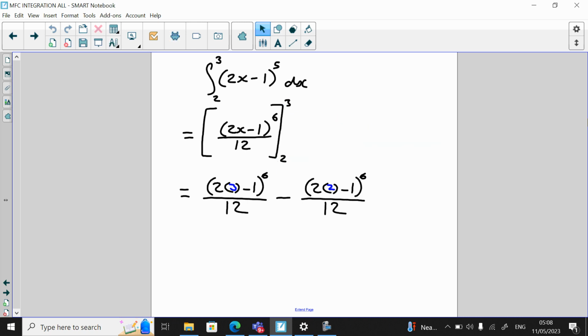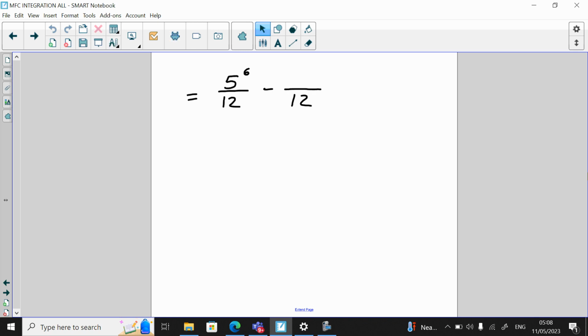That's fine. I'm looking at the brackets on the top here. Both of these, I think I can do: 2 times 3 is 6, take away 1 is 5. 2 times 2 is 4, take away 1 is 3. I'm going to simplify them both. Get 5 to the 6 over 12, take away 3 to the 6 over 12. Okay, 5 to the 6.